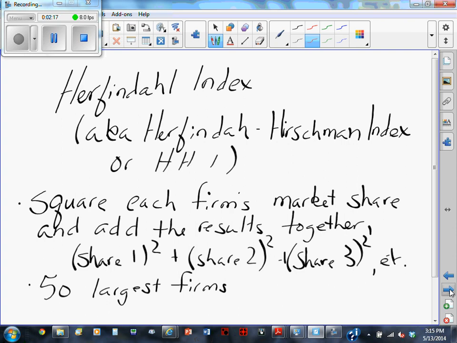The Herfindahl index is a little more specific. It's sometimes called the Herfindahl-Hirschman index, I'm missing an L there, sorry, or the HHI. So the Herfindahl index involves the 50 largest firms, and you square each individual firm's market share, and you add those results together. So you take the largest firm, you take its share, you square it. You add it to the square of the second largest firm's market share. You add it to the square of the third largest market share firm, and so on and so forth.